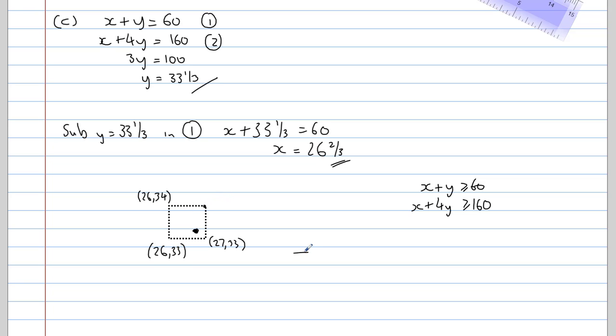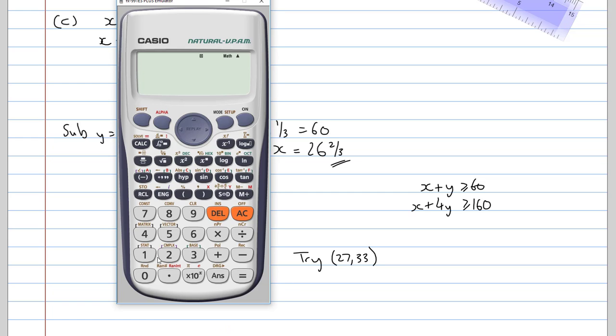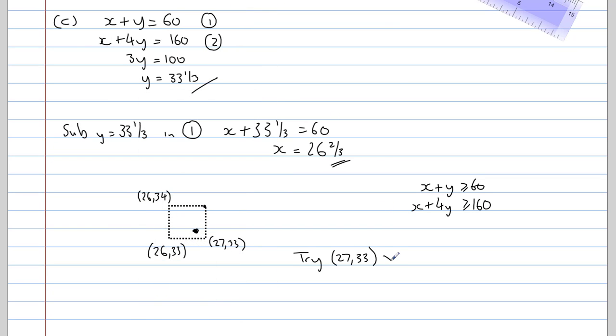So let's try 27, 33. If we put it into this equation, 27 plus 33 does equal 60, so it's valid for the first constraint. But if we do 27 plus 4 lots of 33, we get 159, so it's not valid for the second constraint. So we're not allowed to have this one.